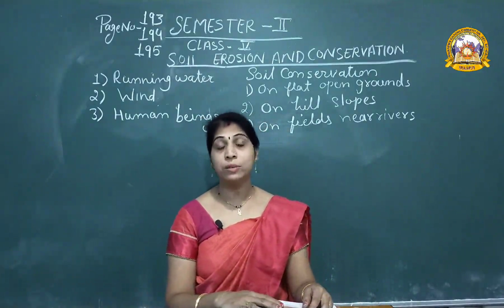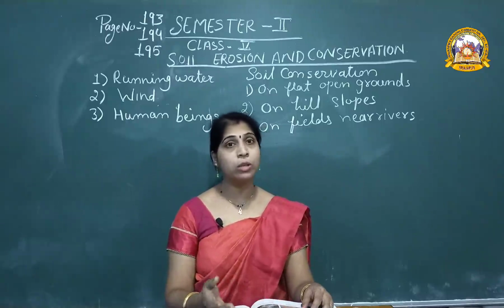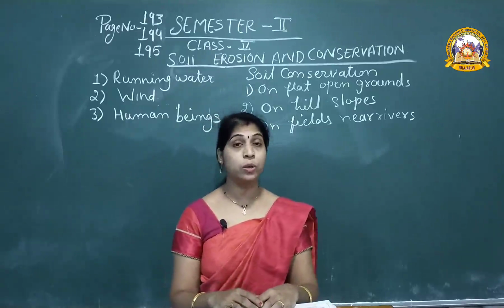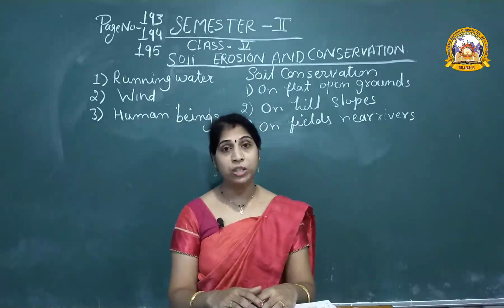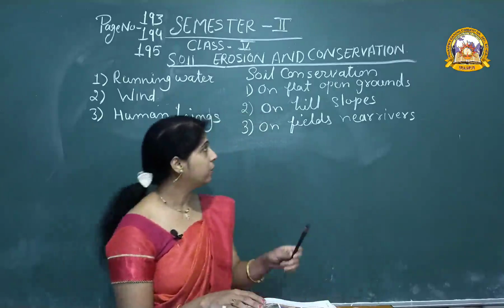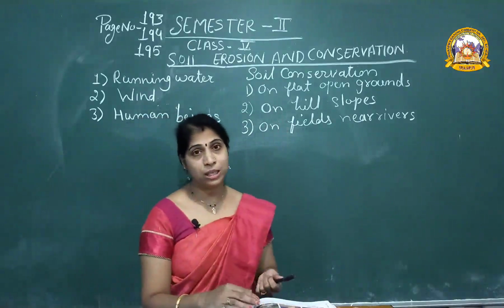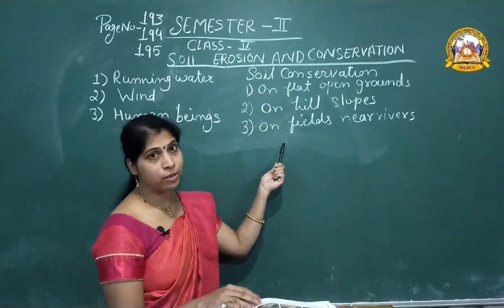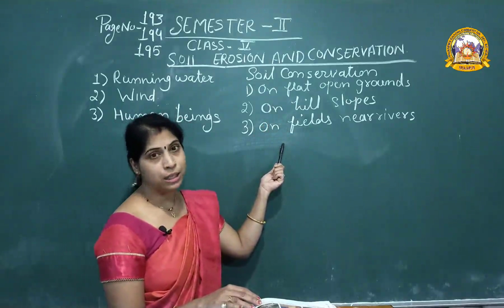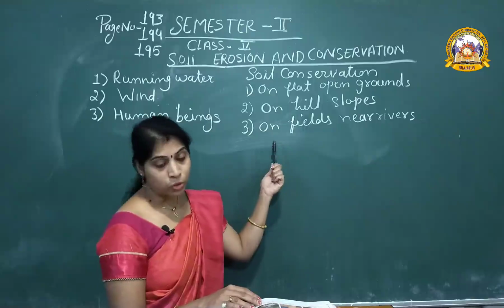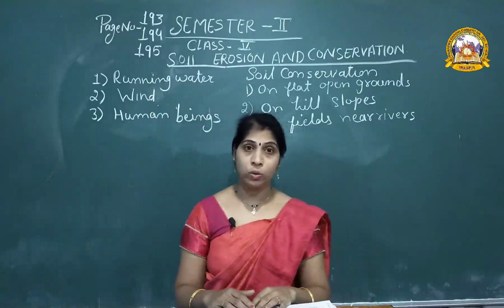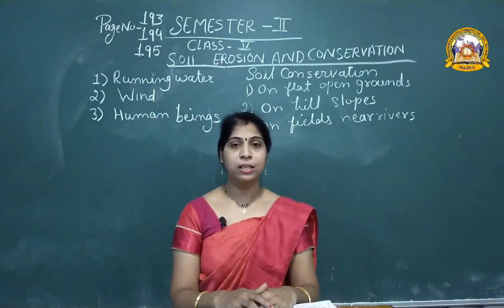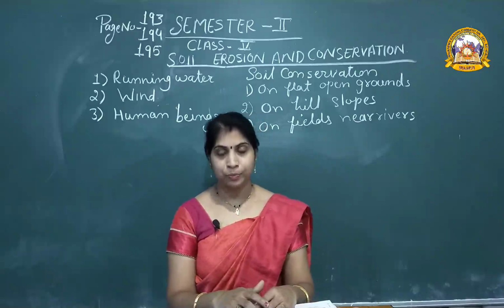We know we have to conserve the soil. Why do we want to conserve the soil? If we conserve the soil, plants will grow and they will give you different types of things like fruit, wood, furniture, etc. That's why we have to conserve the soil. What are the methods for soil conservation? On flat open grounds, on hill slopes and on fields near the rivers. These are some methods by which we conserve our soil. So these are known as soil erosion and soil conservation. The question answers and exercise I will give you in a PDF file.